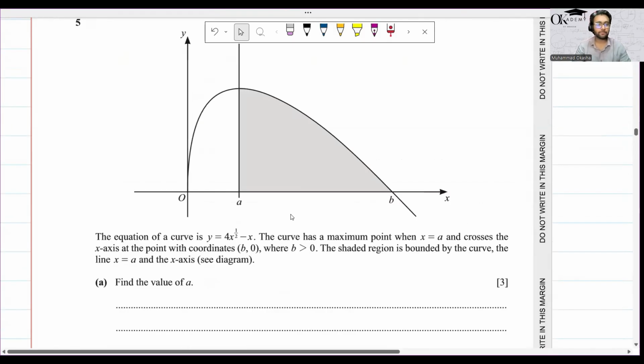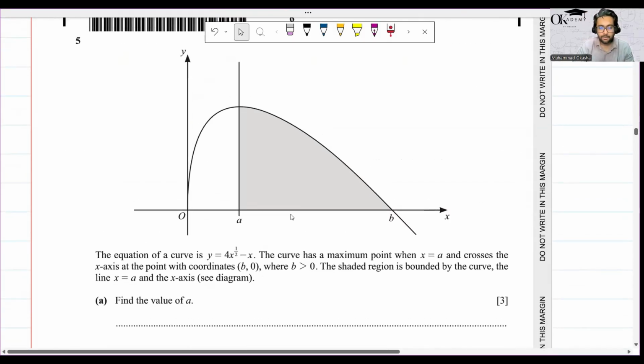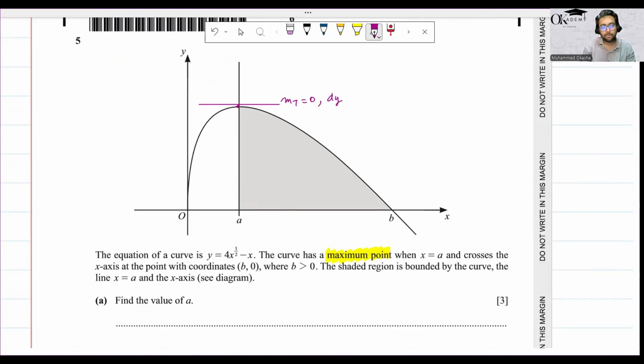Next question. The equation of a curve is y equals 4x to the power of half minus x. The curve has a max point when x equals a. Now, what do we know about maximum points? We know that these are the points where the graph takes a turn. At these points, the gradient of the curve is 0. The gradient of the tangent of the curve is 0. At this point, the gradient is 0, which means if we were to calculate dy by dx at a, it's going to be 0.